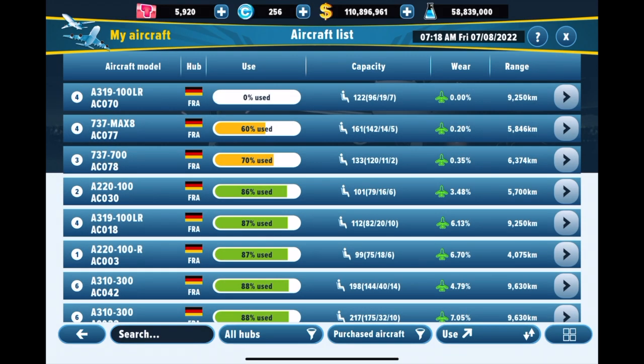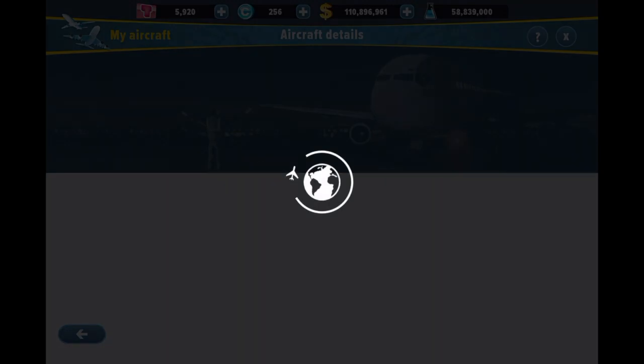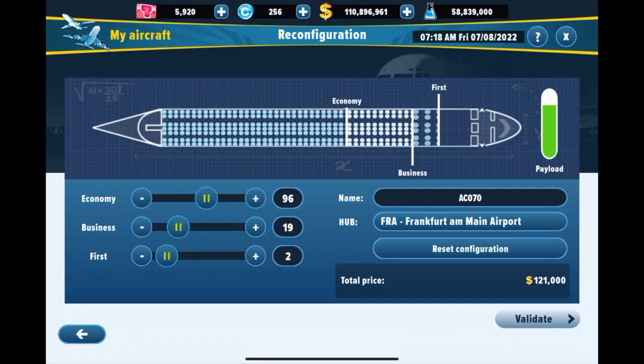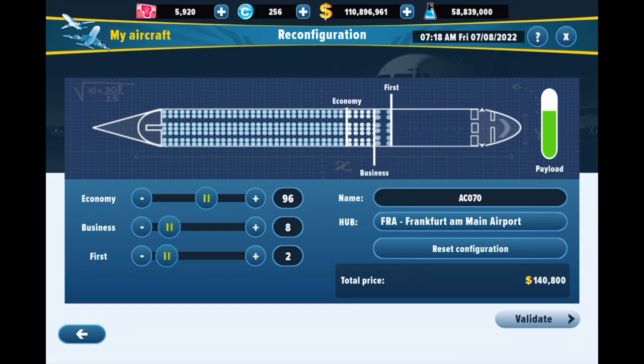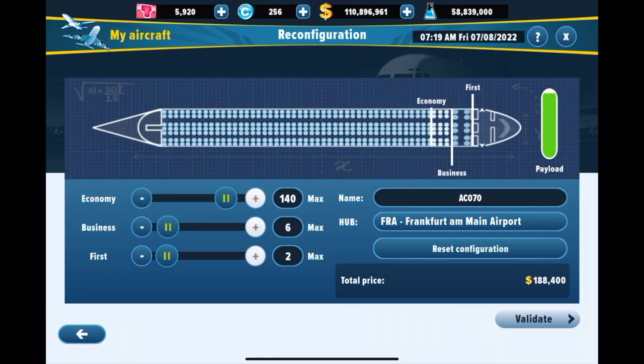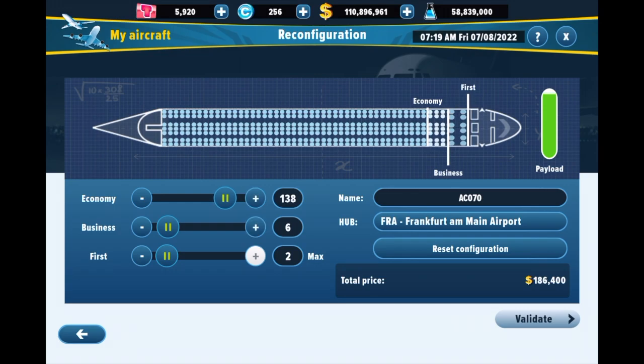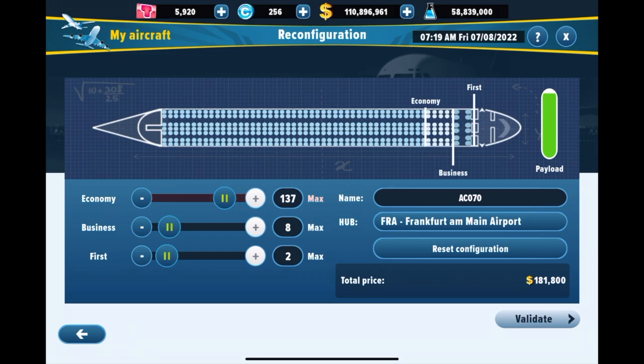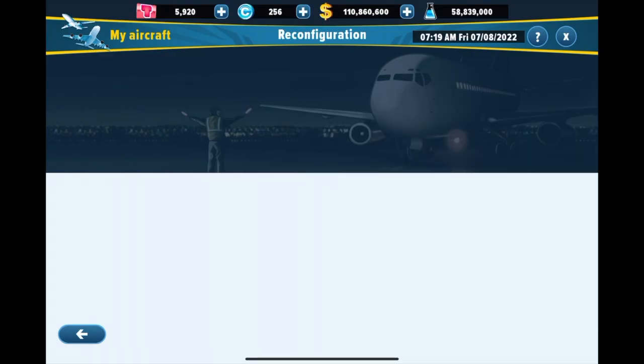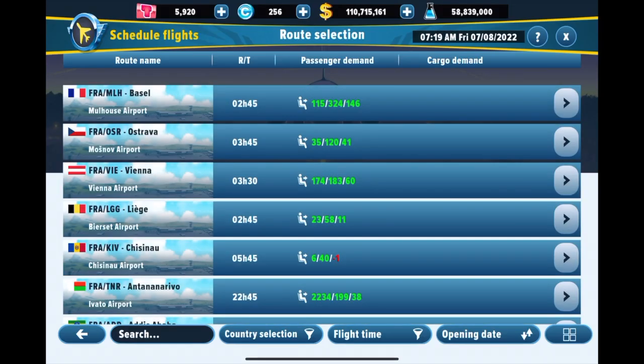So as less as possible, so I'll just keep it 2, because the total number of seats on this aircraft is not a lot, so I will keep it to its minimum, and I will increase the economy class, or maybe I will increase 1 seat more here. Yeah. So let's now schedule this for Johannesburg.